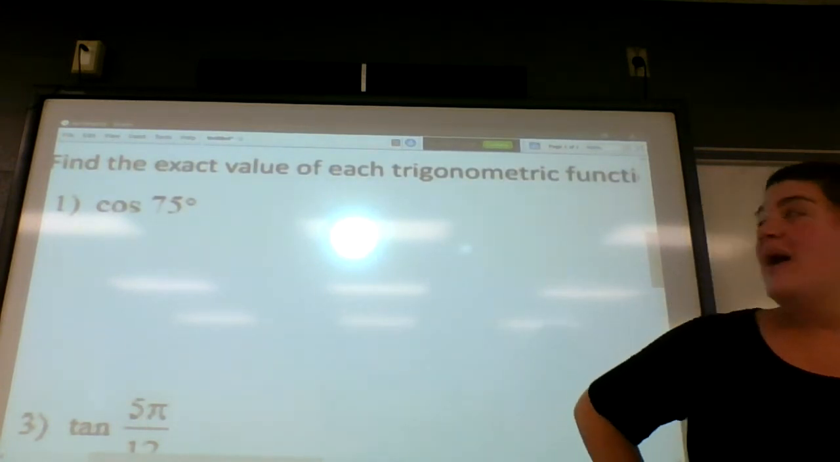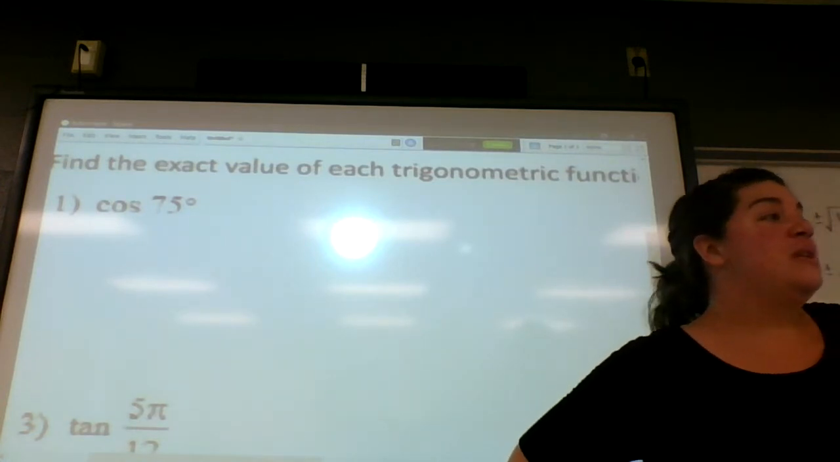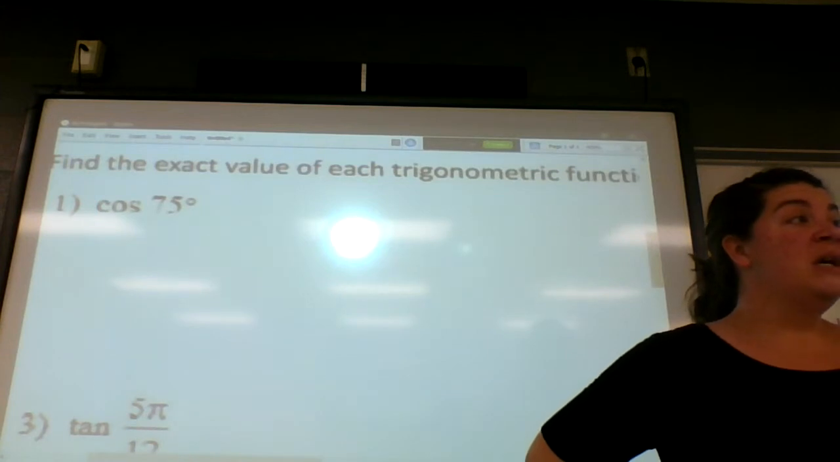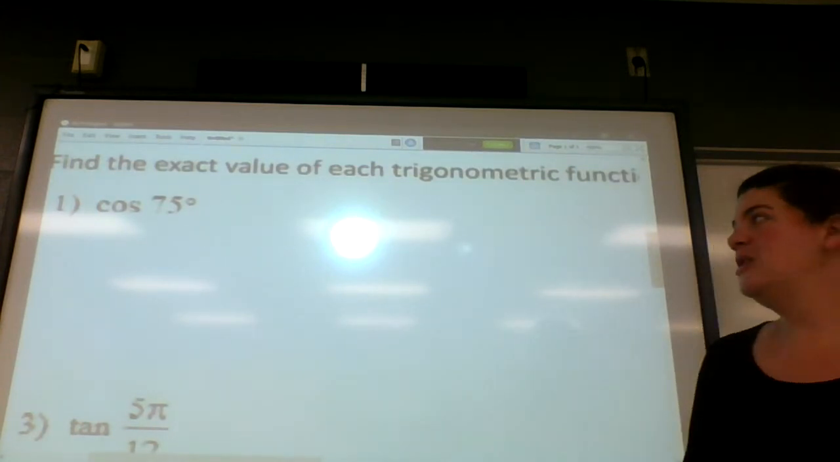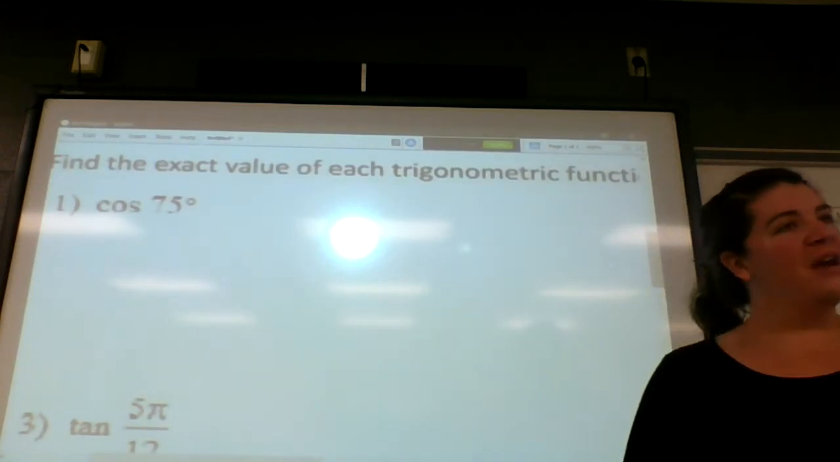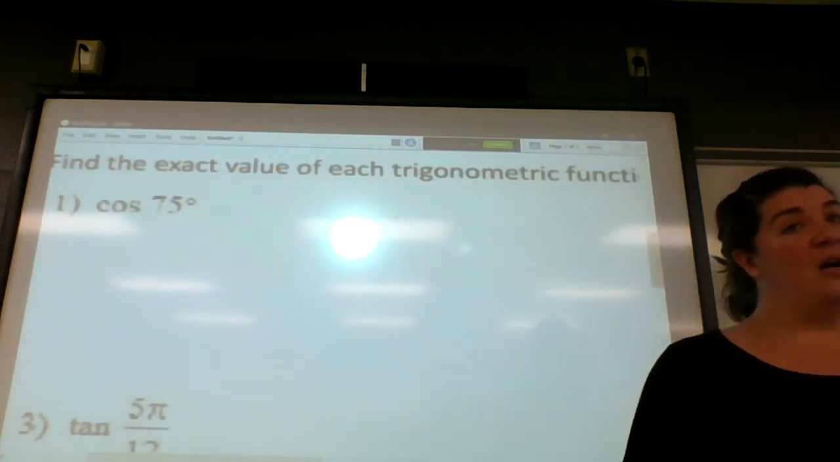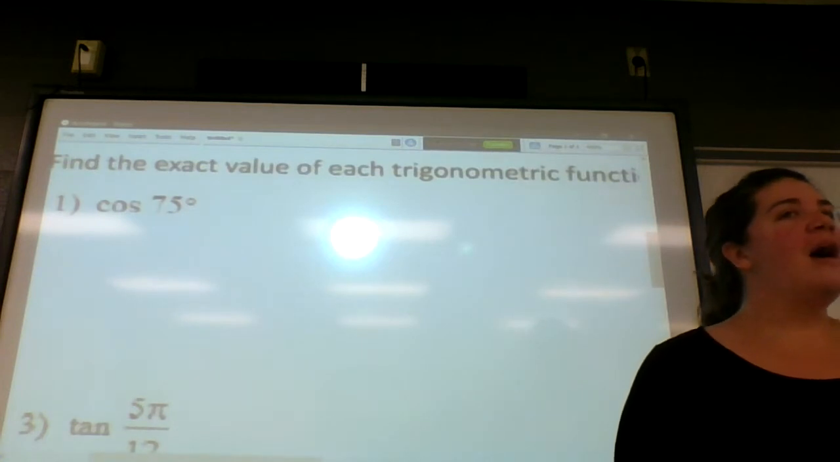One way that we did cosine of 75 was using sum or difference, right? You could say cosine of 45 plus 30. That was an option, and you could use that formula to figure out the cosine of 75. What I'm going to show you today is another formula that you could use.